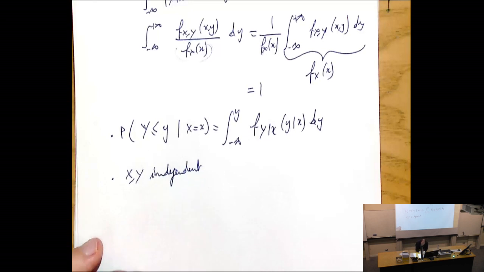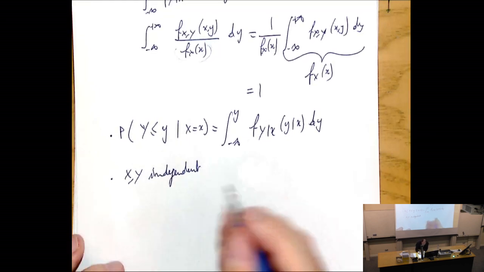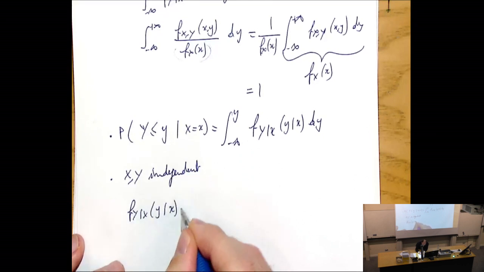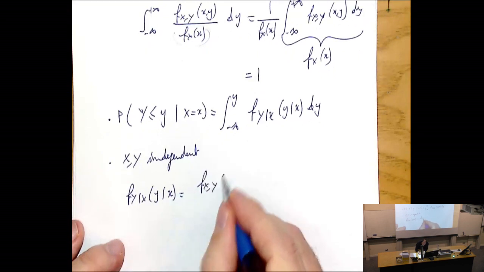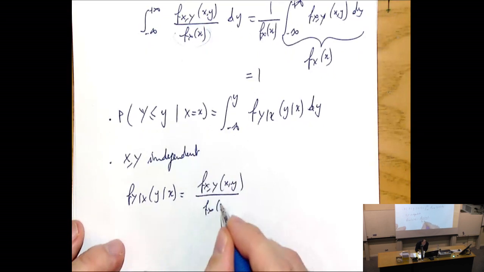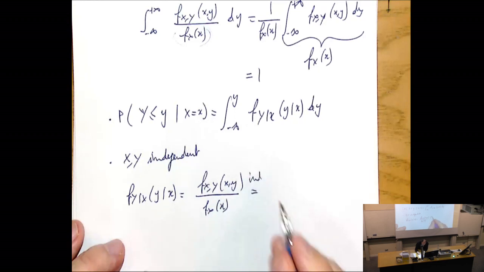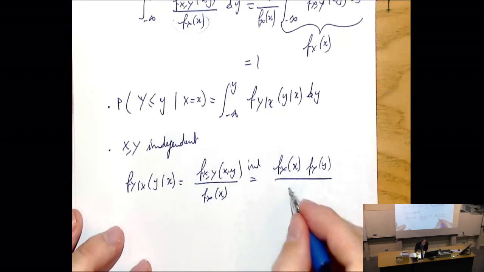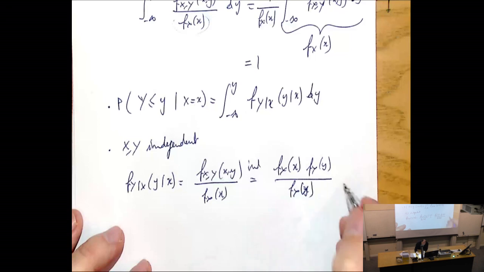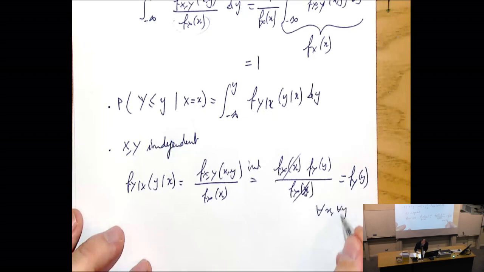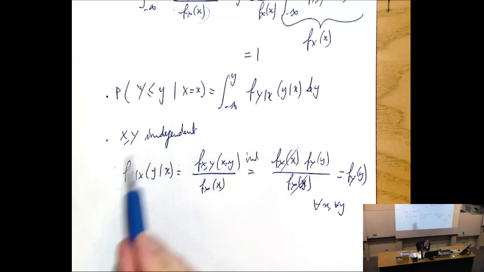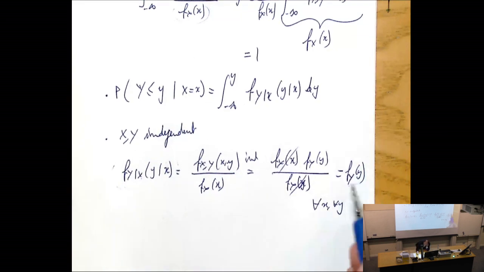If x and y are independent, what is happening? Well, you know that we can write this. If they're independent, the joint is equal to the product of the marginal of x and the marginal of y, divided by this. And so this cancels and you get f_Y of y. And this has to hold for all x and all y. So you see indeed that if they're independent, the conditional PDF of y given x is actually the same as the marginal of y.